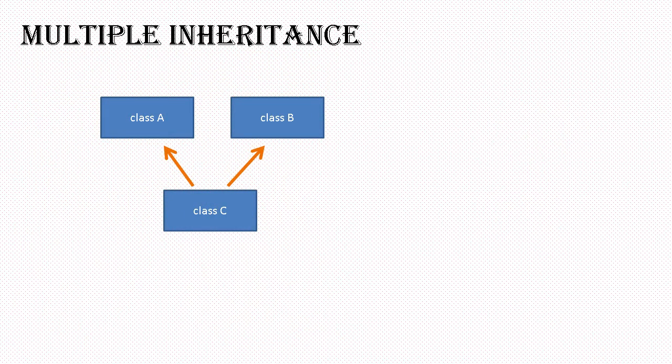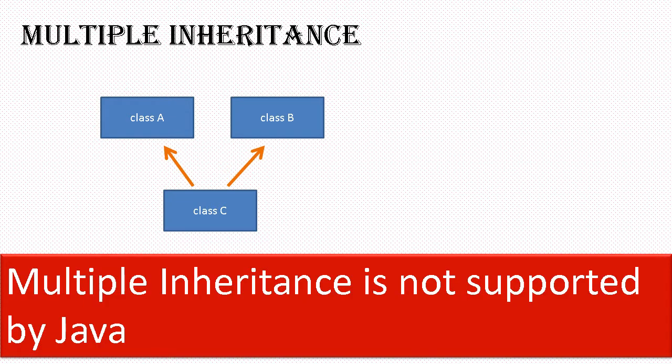Multiple inheritance. As you can see in this diagram, when a single derived class inherits from more than one base class, like in this diagram class C inherits properties from two base classes, class A and class B, then this type of inheritance is known as multiple inheritance. Multiple inheritance in Java is not supported. What is the reason? We will see next.